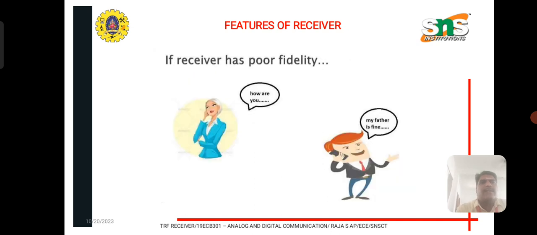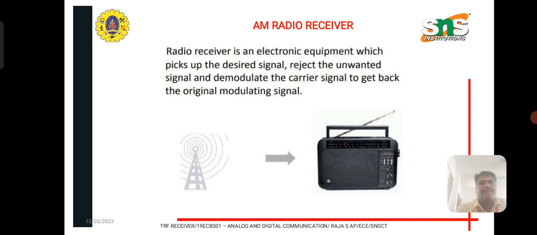The next is poor fidelity. Poor fidelity means the information may not be communicated in a proper way. For example, the transmitter wants to transmit the information "how are you," but the receiver may receive something wrong, so they reply "my father is fine." So the total quality of the signal is distorted.